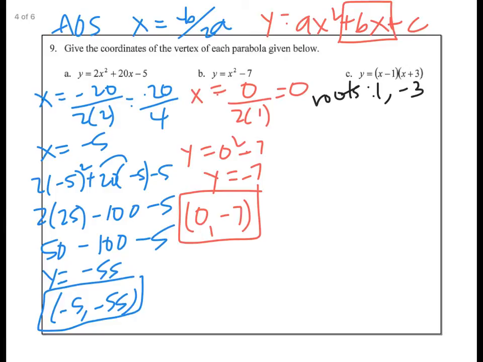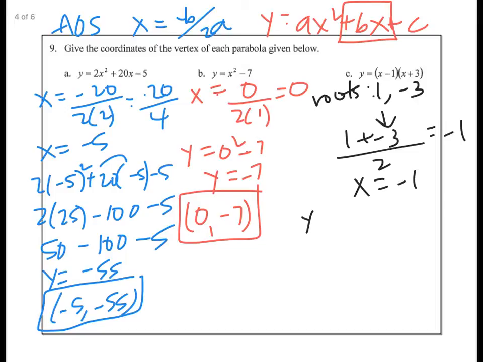And I know if I'm trying to visualize this parabola in my head, my axis of symmetry falls halfway between them. So I'm imagining on a graph, I have roots at 1 and negative 3. My axis of symmetry is halfway between that. So I'm going to average those two out. So I do 1 plus negative 3 over 2. That's negative 2 over 2, which is negative 1. That means the x value is negative 1 for my vertex.